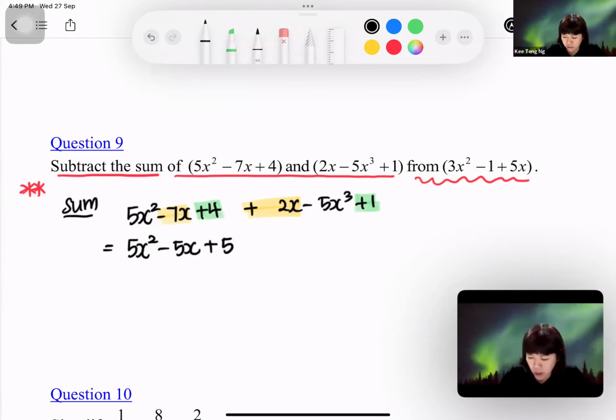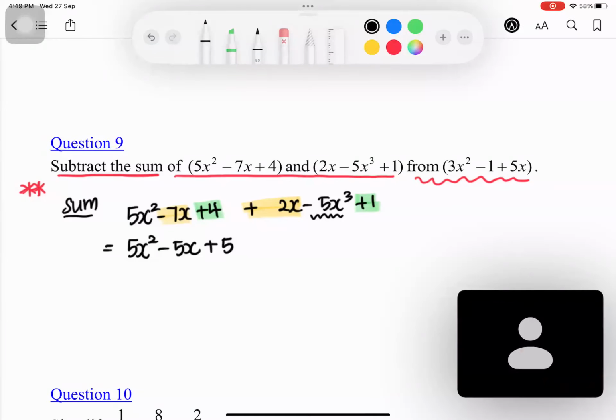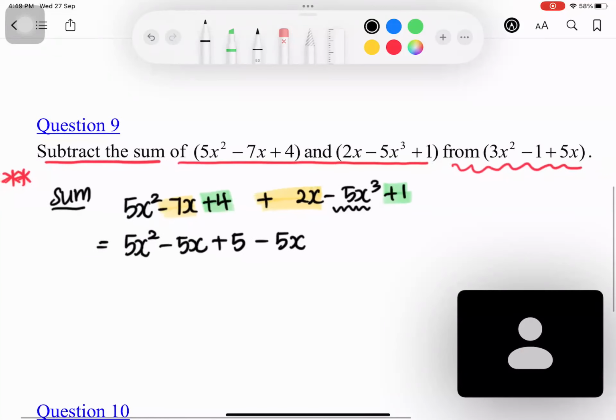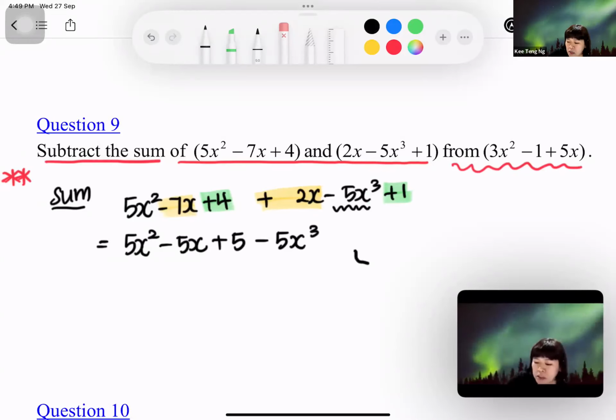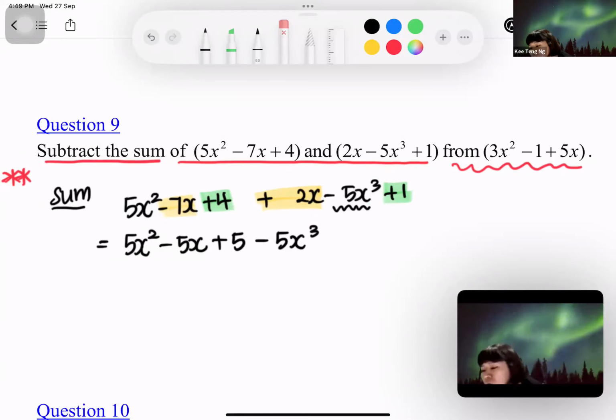Then what do we still have left? There's one more term that was left alone, nothing to simplify. Negative 5x cubed, yeah. All right, good. Next person after Ian is who?